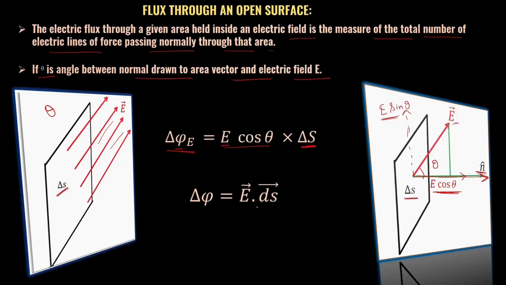So it will be called a dot product of two vectors, that is delta phi is E dot ds. It is the dot product of two vectors that is called the flux through an open surface. Now what is an open surface? I have told you the open surface is simply a planar surface, which has two normal vectors, one in the positive direction and the other in the negative direction. Also we can associate a vector. So the flux associated with the planar surface will always be the dot product E dot ds, since these two are vectors.